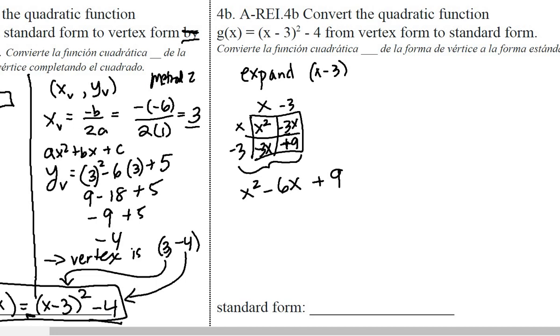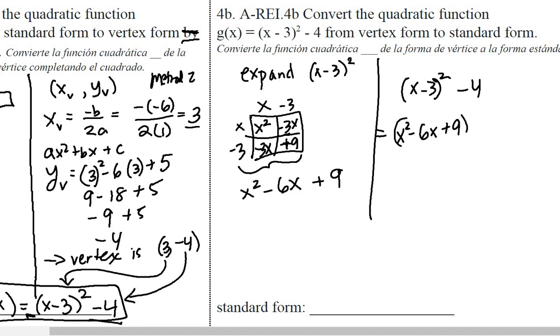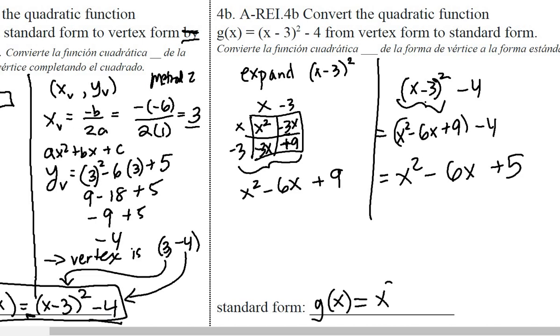And then I use that to finish. So I have x minus 3, sorry, this thing should have said squared. X minus 3 squared minus 4 is equal to x squared minus 6x plus 9 minus 4, because x minus 3 squared we just found is the same as x squared minus 6x plus 9. The product is equal to the sum. And then I just have to rewrite this one more time. This is x squared minus 6x plus 5. The standard form version of g of x is x squared minus 6x plus 5.